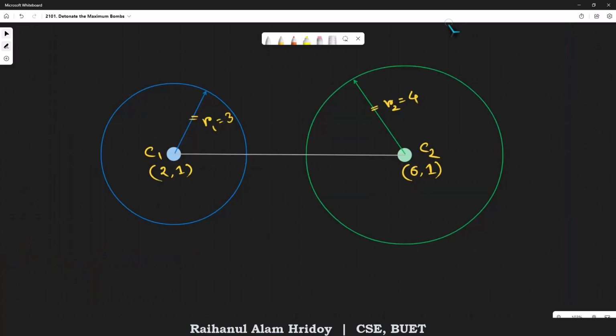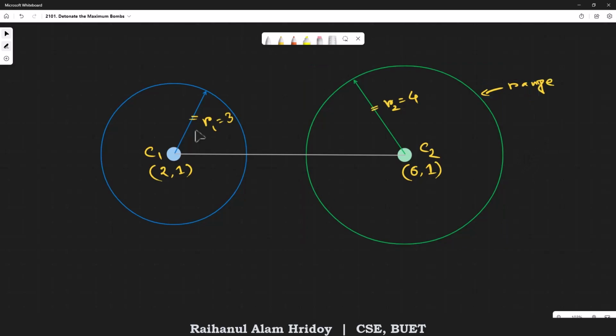We can see from here we are showing two bombs: this is the C1 bomb and this is the C2 bomb. We have marked the coordinates as C1. The center of bomb 1 is C1 and the center of bomb 2 is C2. The range of bomb 2 is shown here. This is the range. Let me mark it. So this is the range of the bomb.